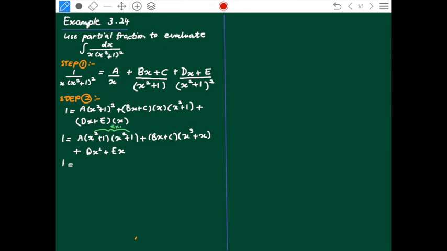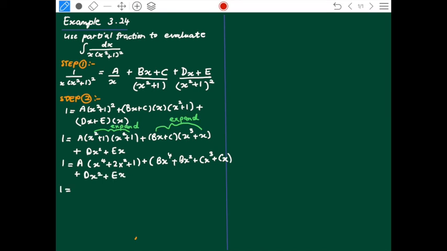Here we need to expand these two terms as well as these, so that you will get... so we continue to expand the terms in the bracket with the term outside the bracket.